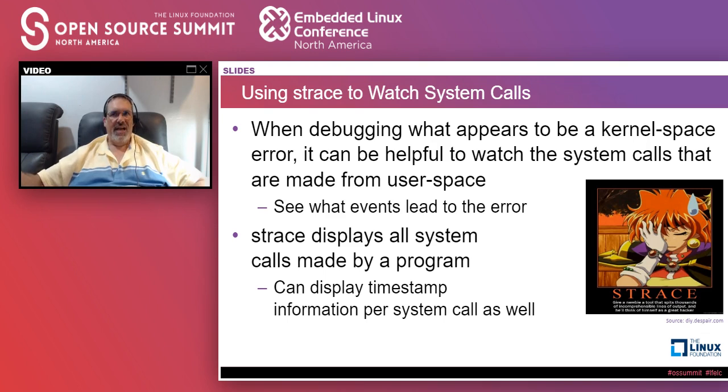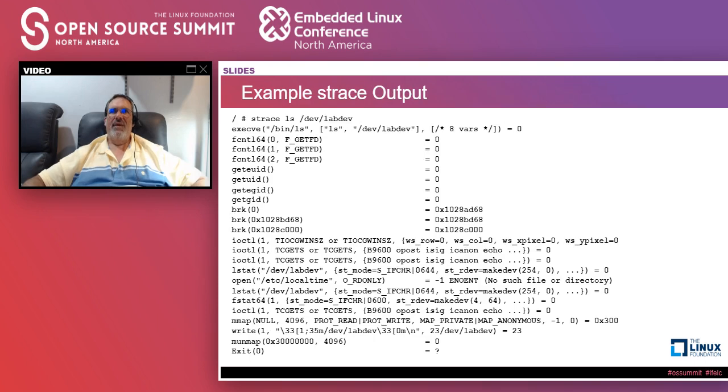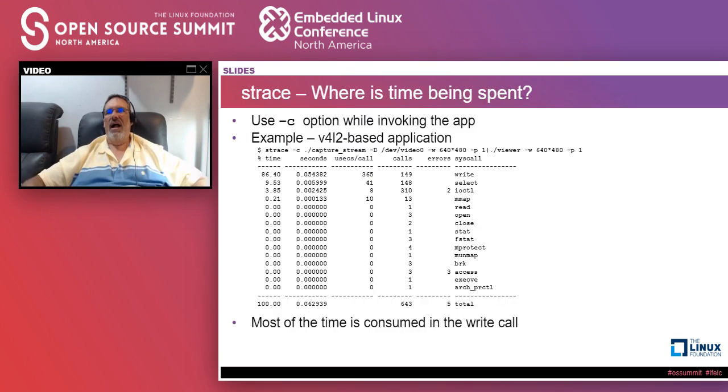Now, I can also put a timestamp on this if I want more information about timing. And we see the example strace output here. This is every function call that's being executed and its return status. So this is, of course, very handy for being able to take a look at: I sent this function, what did I get back from it? These are all calling into the system call.